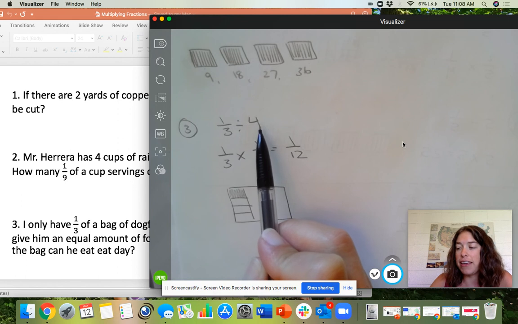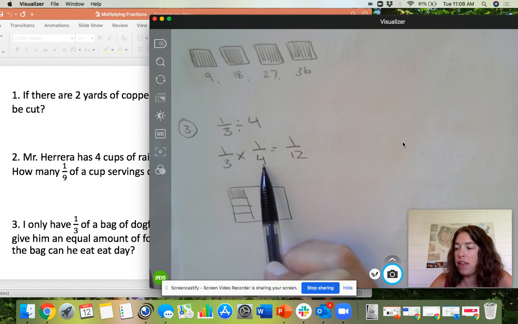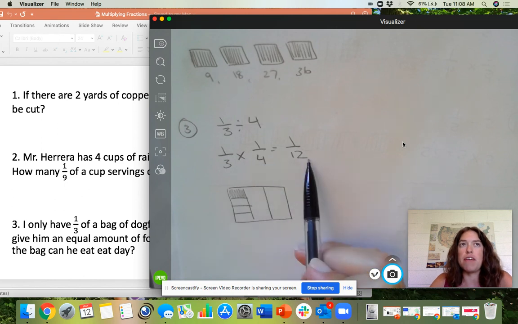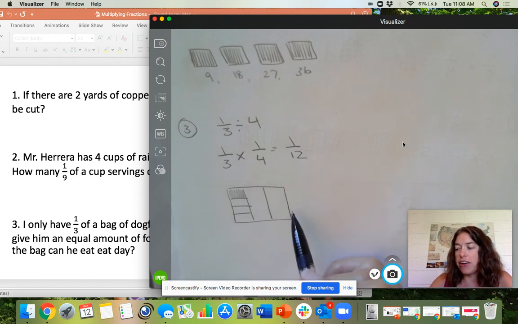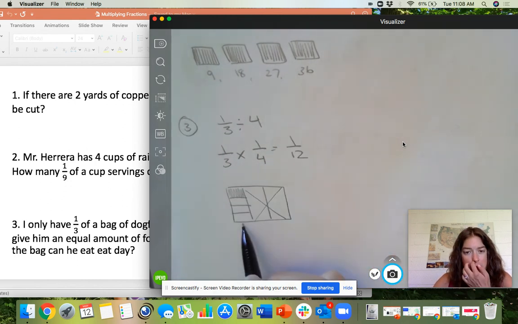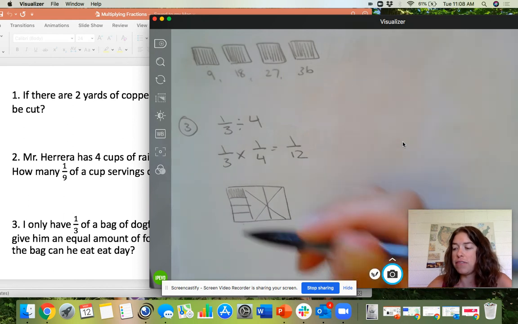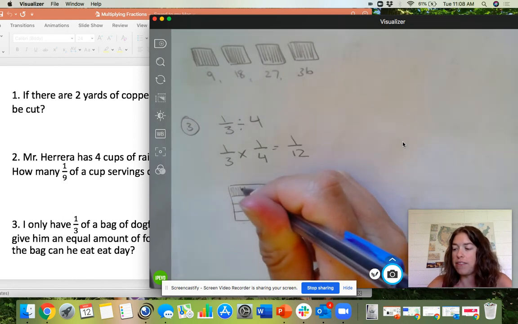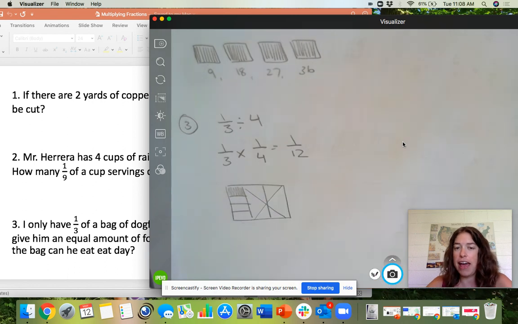Now I can use my keep, change, flip to rewrite it as 1/3 times 1/4, which would get me to 1/12 of the whole bag. I can prove that with my model. Here is the dog food we have left, the 1/3 of the bag. I have to split that over 4 days. So this is what he's going to eat today, Wednesday, Thursday, and Friday. Each day he can have 1/12 of the bag.